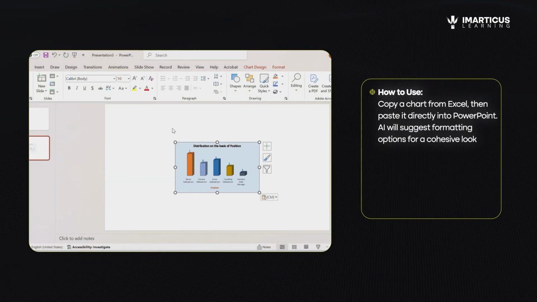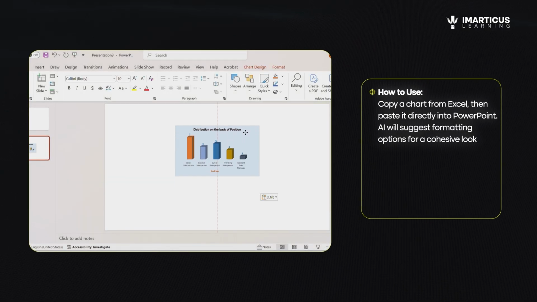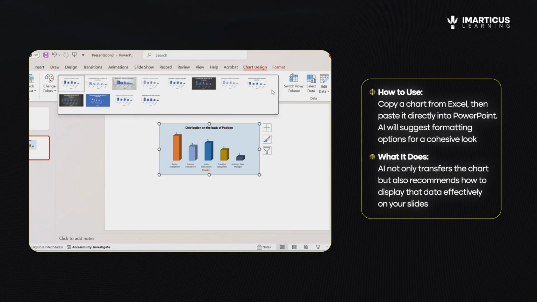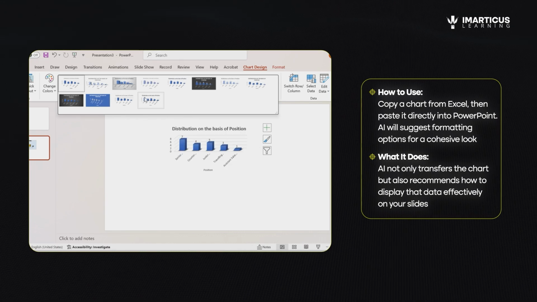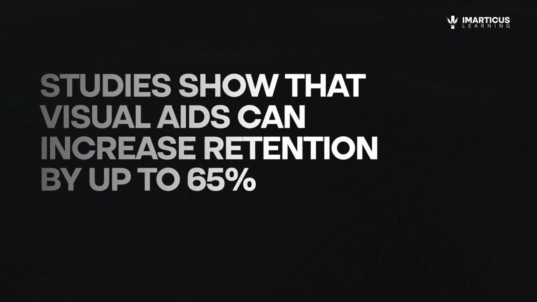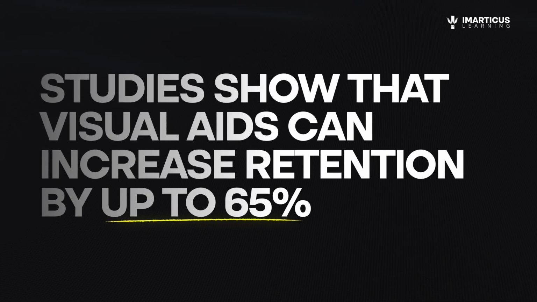How to use. Copy a chart from Excel, then paste it directly into PowerPoint. AI will suggest formatting options for a cohesive look. What it does: AI not only transfers the chart, but also recommends how to display the data effectively on your slides. Pro tip: before importing your Excel data into PowerPoint, make sure it's organized and formatted properly. This will ensure a smooth transition and a polished final product. Studies show that visual aids can increase attention up to 65%. So getting this right is essential.